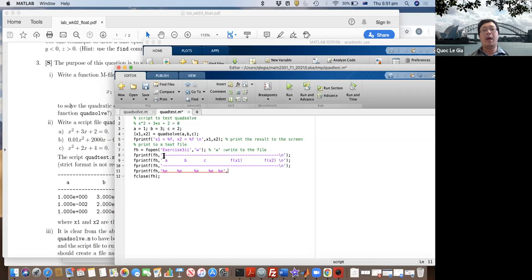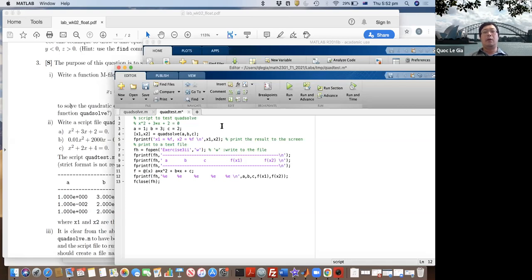Okay. So now we got ABC already, but we haven't computed fx1 and fx2, right? So we have to define. So we got x1 and x2 already, but we haven't got f of x1 yet. So we have to define f as anonymous function. So remember, anonymous function is just a single line. And it gives you the function right away. So a x squared plus bx plus c. Okay. And now you just put in f x1 comma f x2. Okay. And do not forget the new line here.